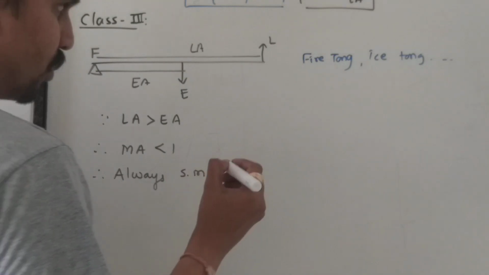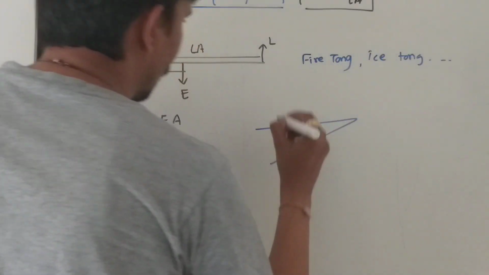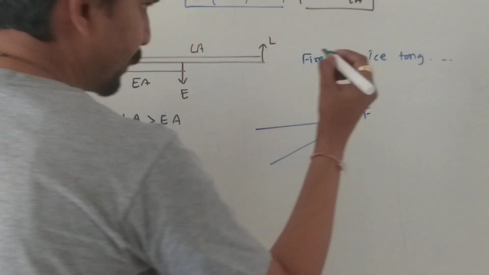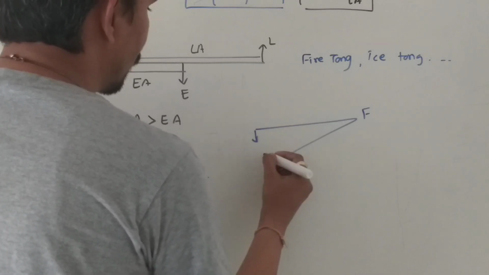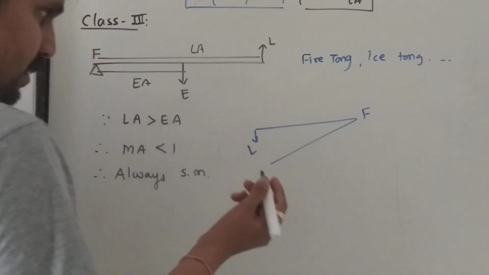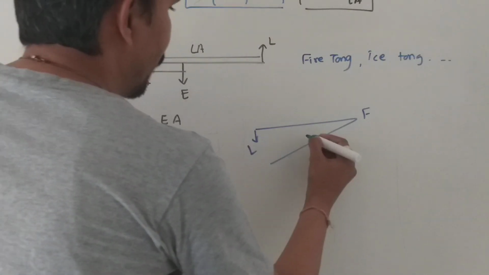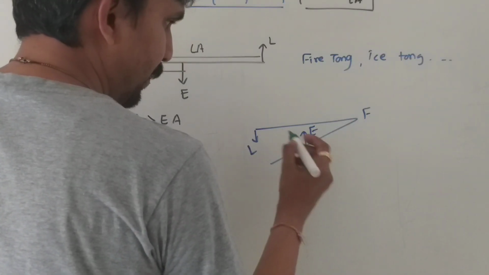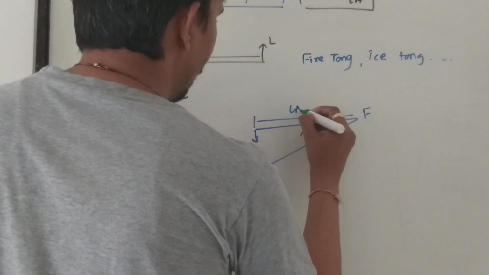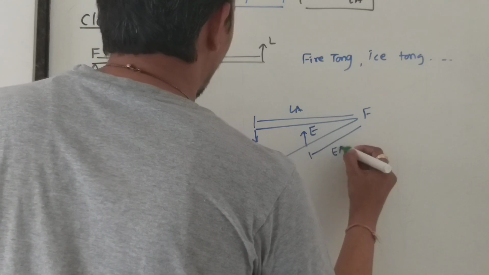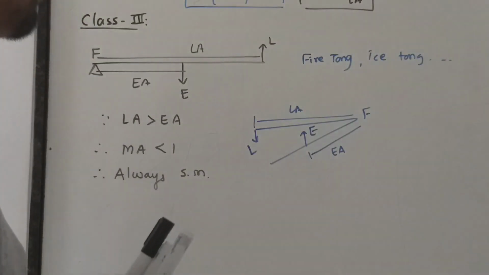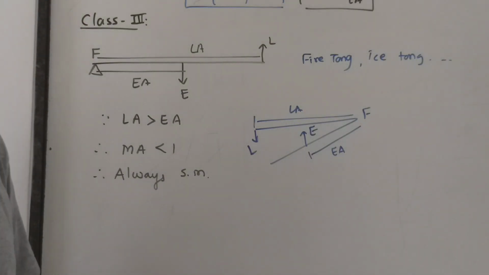So what is a tong? Here, this is our tong, right? This is the fulcrum. Here is your coal, or you can say ice, whatever it is. This is the load, and from here you are applying effort. So this is your load arm, and this is your what? Effort arm.